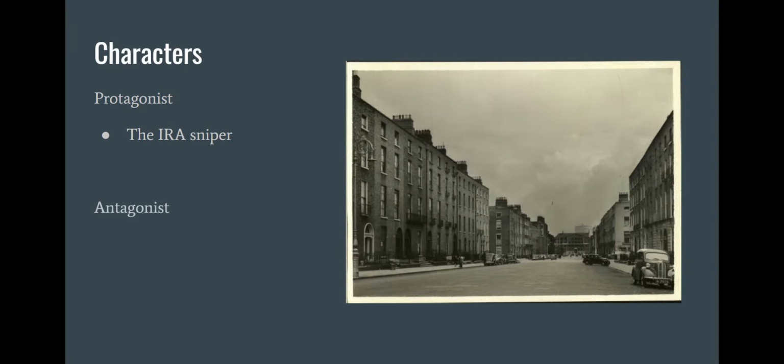The antagonist of a story is the villain or the character working against the protagonist and trying to stop him or her from reaching his or her goals. So our antagonist is the sniper across the street. The sniper across the street is trying to kill our protagonist.